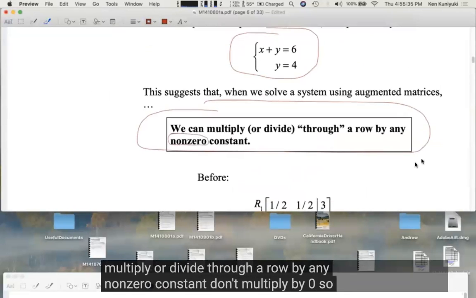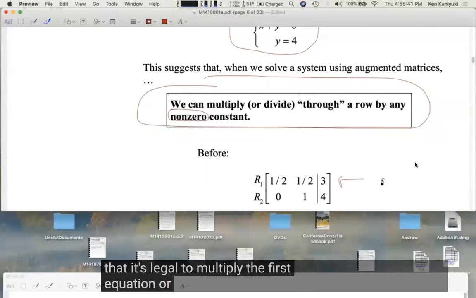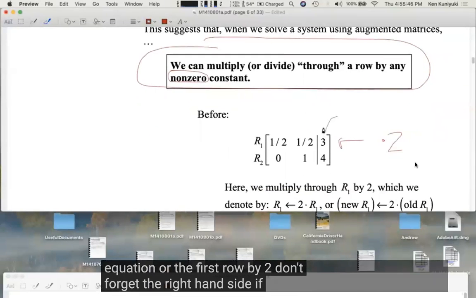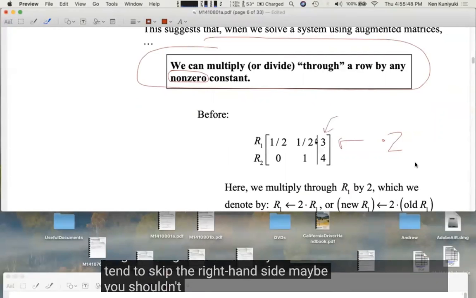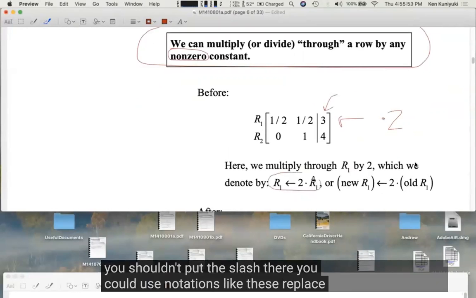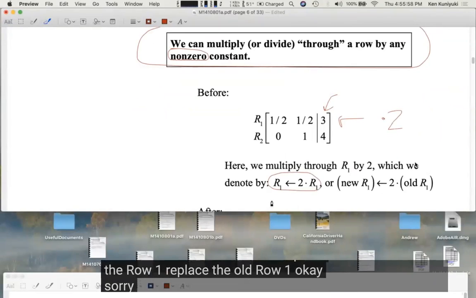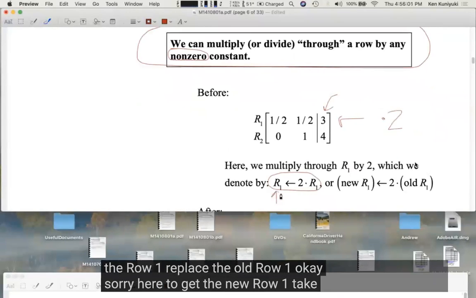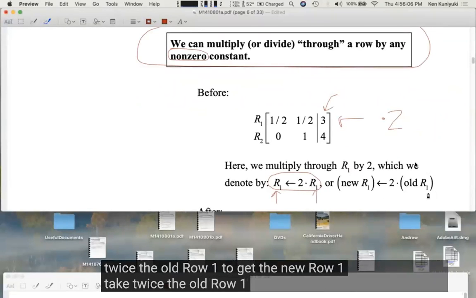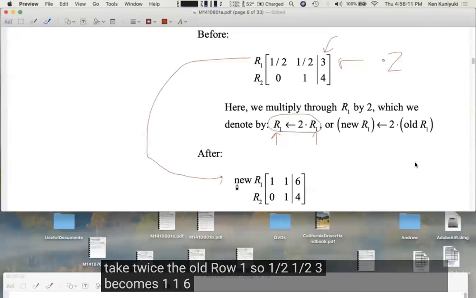Don't multiply by 0. So the first augmented matrix looked like that. It's legal to multiply the first equation, or the first row, by 2. Don't forget the right-hand side. If you tend to skip the right-hand side, maybe you shouldn't put the slash there. You could use notations like these. To get the new row 1, take twice the old row 1. So 1/2, 1/2, 3 becomes 1, 1, 6.